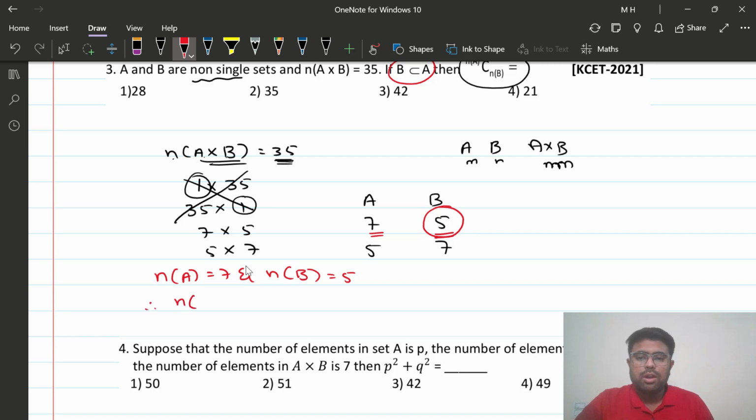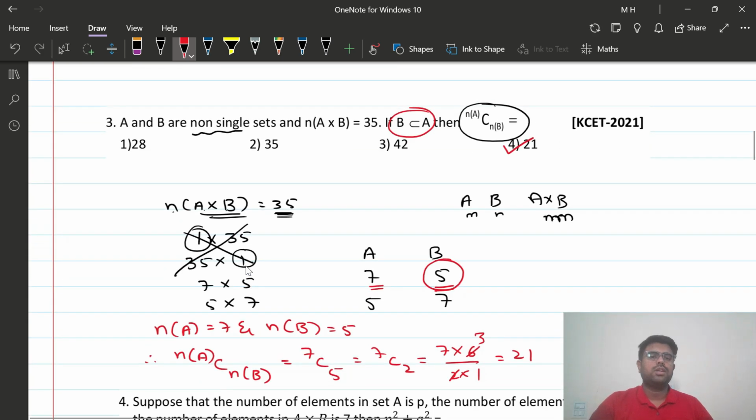Therefore n of A C n of B is equal to, what is n of A? It is 7 C 5. What is 7 C 5? 7 C 5 is equal to 7 C 2, right? I hope you know these calculations. Otherwise, we'll revise it in permutations and combinations. So 7 C 5 is 7 C 2, which is 7 into 6 by 2 into 1. 2 ones are 2, 2 threes are 6, so it is going to be 21. So therefore, it is option D, that is option 4. So n of A C n of B is going to be 21.